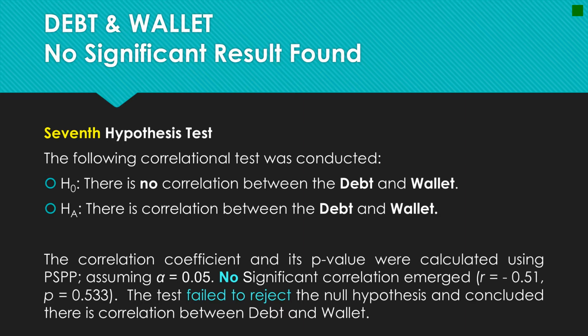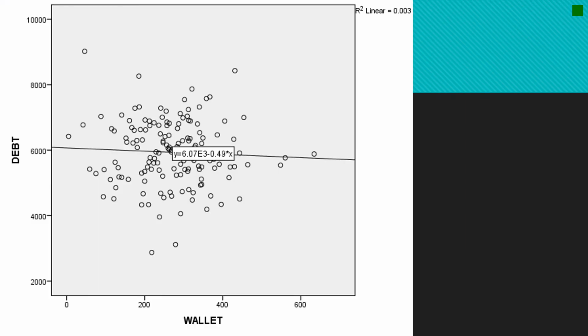Again, our r value is negative, and we failed to reject the null hypothesis because the p-value is 0.533, which is more than the alpha value. Here we can see the line is moving downward, and you can see the scatter points are almost nearby to the line, almost.